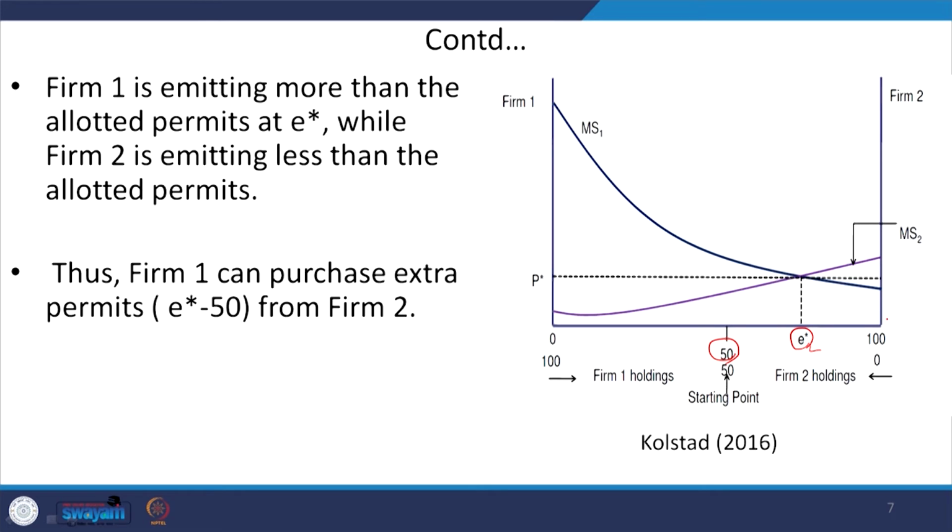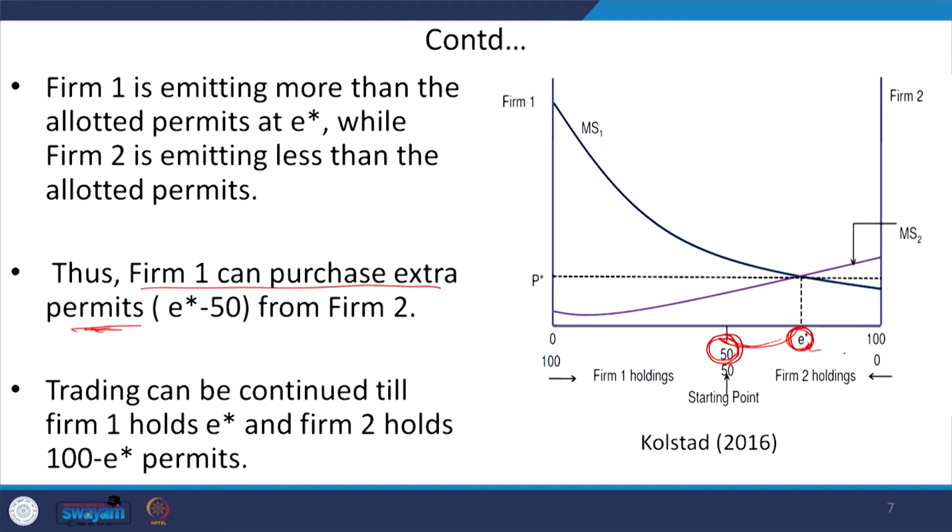And similarly, farm 2, its allocated share is 50, however it is polluting much less than 50, that is at this E star, right. So, in this case, as farm 1 is producing much more pollutants than the permitted amount, farm 1 will be purchasing the extra permits from obviously farm 2. What is the extra permit? This level E star minus 50 is the extra permit that farm 1 needs to purchase, right. And obviously, farm 2 is going to sell because it is polluting less than its apportioned share of 50 permits, right.